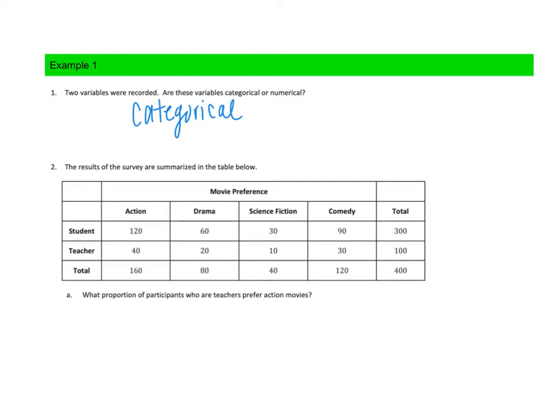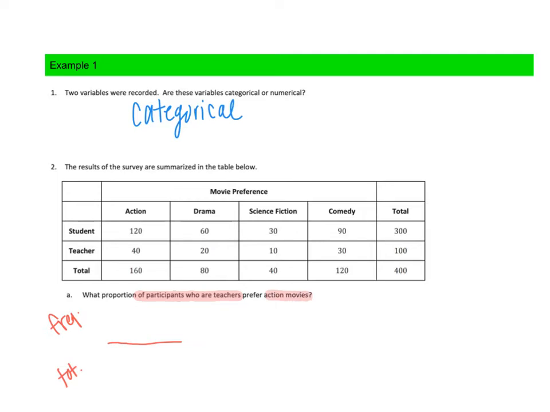So the first thing we're going to do with this table is figure out some proportions. Just to review what we did in our last lesson, a proportion is a fraction, right? We have a frequency at the top and a total at the bottom, okay? And we use the sentence they give us to find this fraction. It says, what proportion of participants who are teachers prefer action movies, okay?